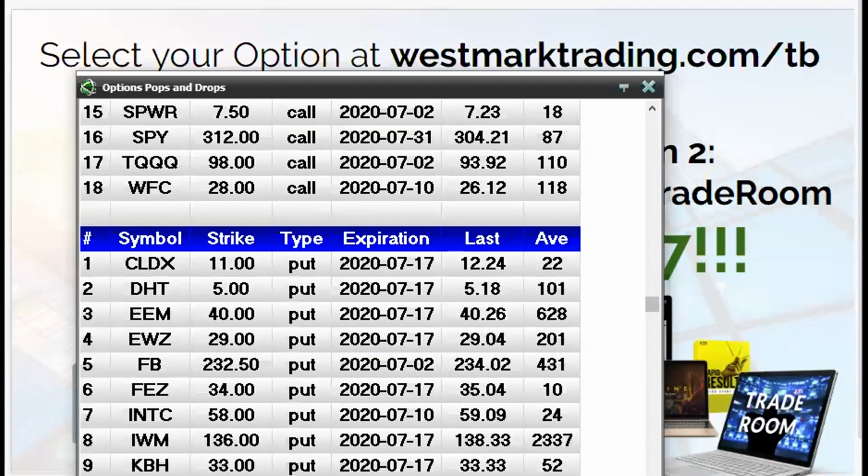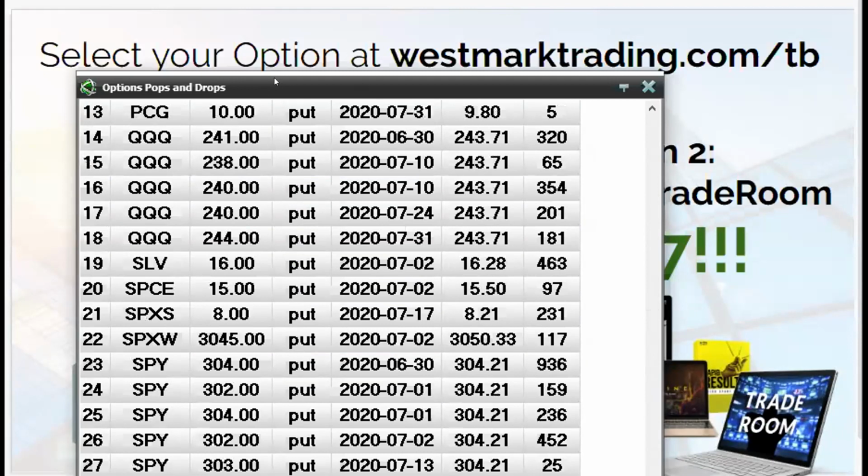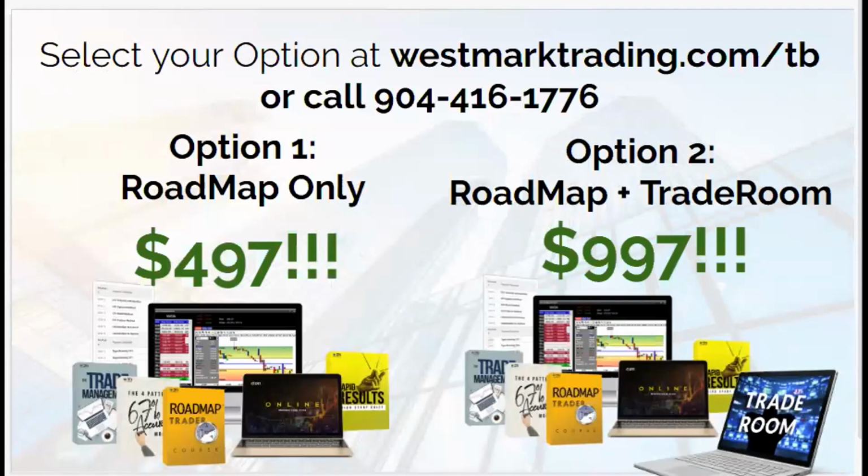And there's the puts that came up today. Wow. Yeah, it's got all that stuff. What it does is it scans everything out there and gives you the top. Okay. And Tom, you had mentioned Tom Sosnoff just a moment ago, and several people had asked about the Tastywork platform.